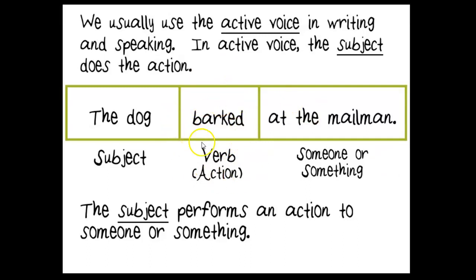Next, we have to ask ourselves, who or what is barking? Is the dog barking? Or is the mailman barking? Hopefully you can tell me pretty clearly that the dog is the one barking. The dog is performing the action of the verb. Since the subject, the one performing the action, is at the beginning of the sentence, we know that this sentence is written in active voice.